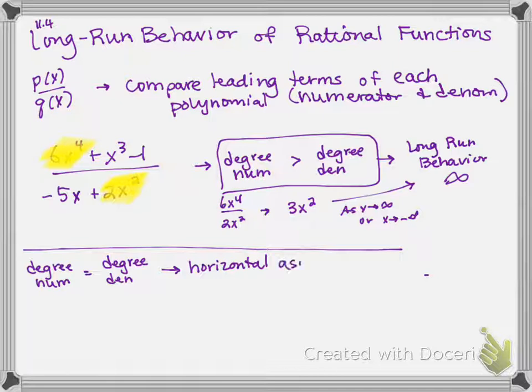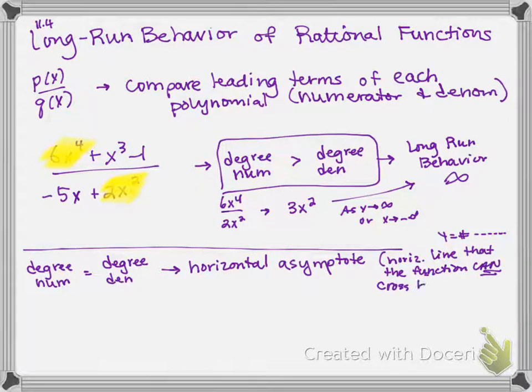And a horizontal asymptote is a horizontal line. I mean, it's imaginary, you know, y equals whatever that number is, it's dotted, but it's a horizontal line that the function can cross. It doesn't have to. It can cross at some point, but in the long run, the function will just approach those values, sort of like in a limit sense.